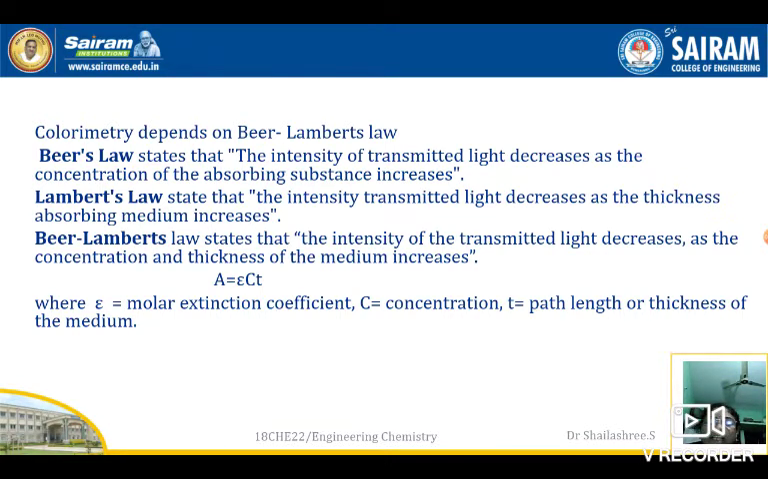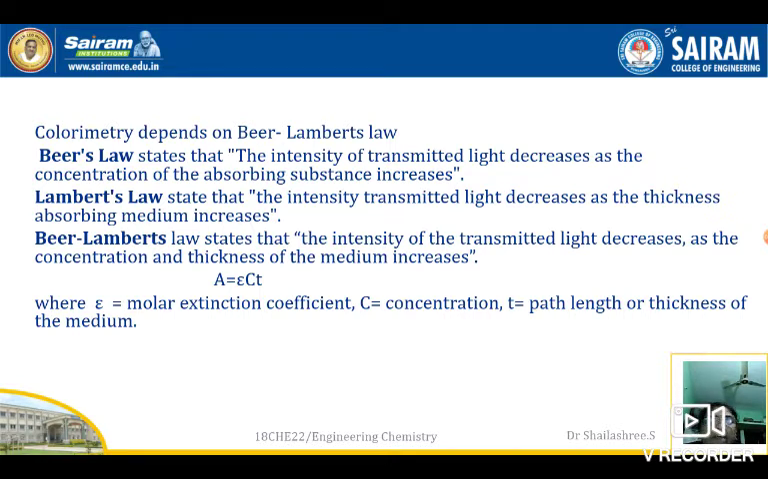Now combine both the laws. What does the Beer-Lambert's law say? It says that the intensity of the transmitted light decreases as the concentration and thickness of the absorbing medium increases. It is said in another way, A proportional to epsilon Ct. Epsilon is the molar extinction coefficient. It is constant for a given medium at a given wavelength. C is the concentration, t is the path length, that is, the thickness of the medium.